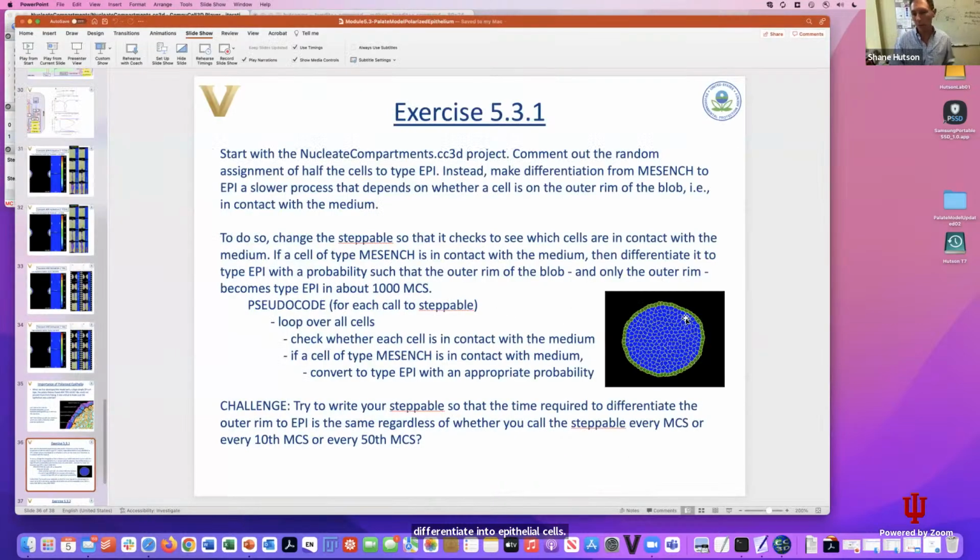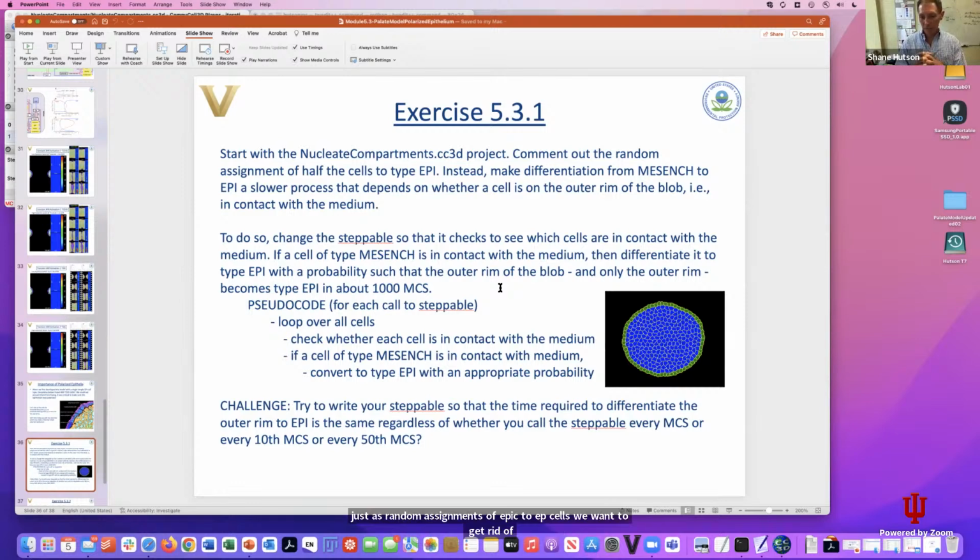So what we want to do is create something that looks like this picture down here at the bottom right. We want our mesenchymal cells all to be in the middle and our epithelial monolayer to be on the outside. Your assignment in this exercise is to start with that nucleate compartments as it is right now and comment out that line, which I'll go back in and show you, that just does random assignments of epi cells. We want to get rid of that.